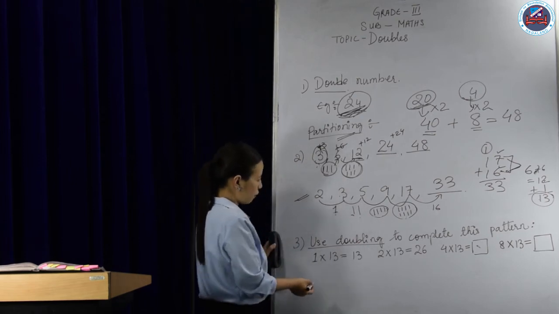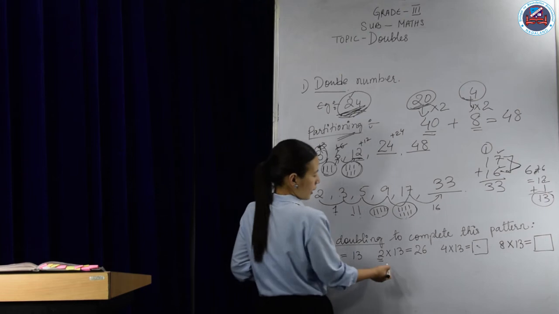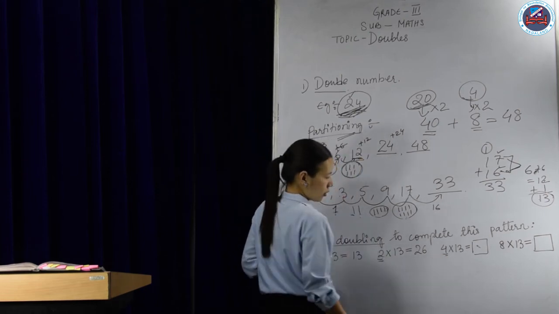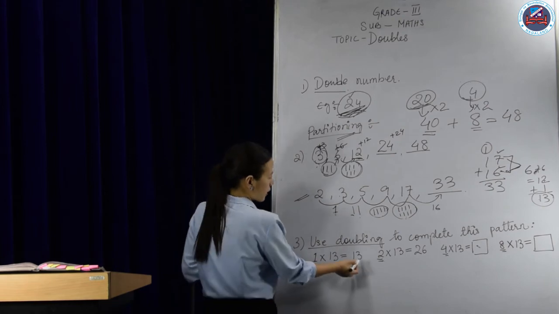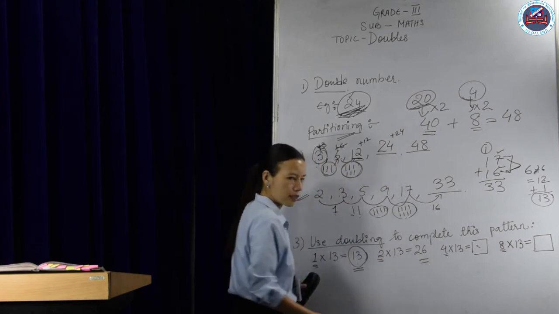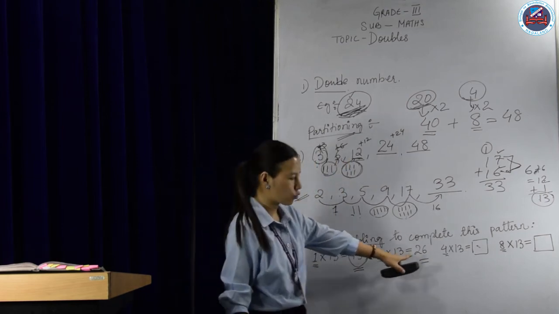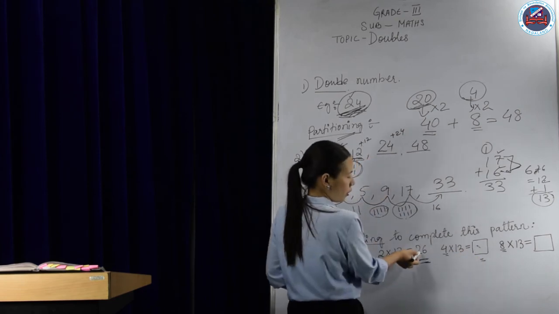So what I find here is double of 1 is 2. And then double of this 2 is 4. And double of 4 is 8 over here. And what about these answers? That is double of 13 is 26. That is 13 plus 13 makes 26. So the next number will be double of this 26.